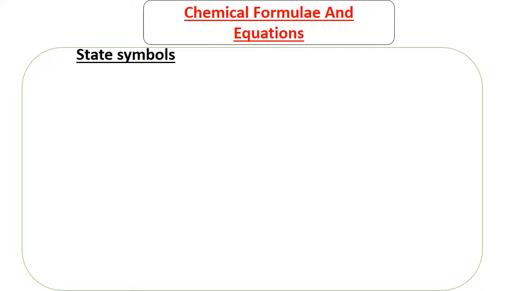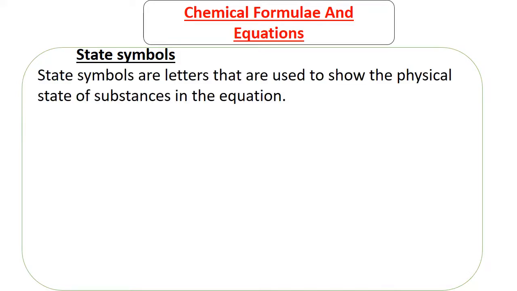So what are state symbols? State symbols are letters that are used to show the physical state of substances in the equation. When you have an equation that shows a reaction of one or more substances, state symbols are just letters that show you what physical state that substance is. For example, for calcium, we use the symbol S to show that it is a solid. So when you see something like calcium (s), it means this calcium is solid.